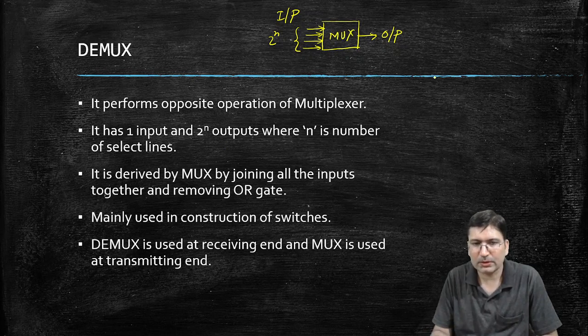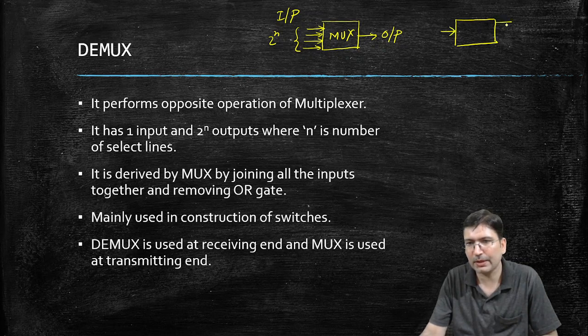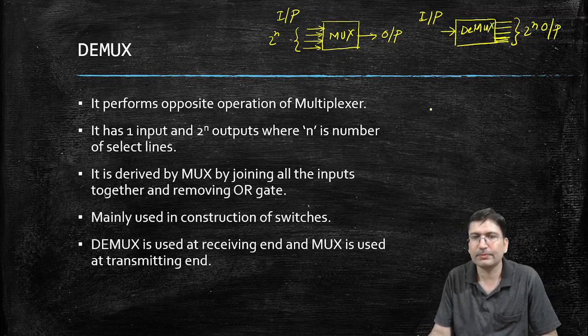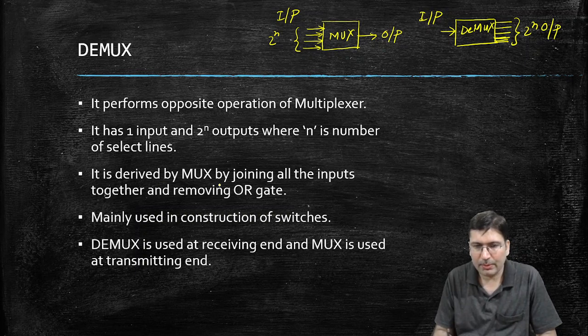In case of demux, it performs the reverse operation. So it has a single input. Let's say this is demux. It is having a single input and it will have 2 to the power n outputs. Okay. So this is demux, demultiplexer, right?